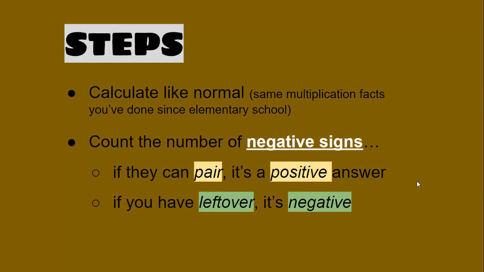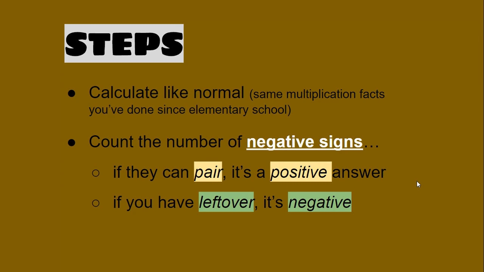First, you're going to calculate just like normal. The same multiplication facts that you've done since elementary school still apply. There's no tricks. There's nothing new to learn. You're still going to multiply like you've always multiplied. To determine the sign for the answer, you count the number of negative signs in the problem.